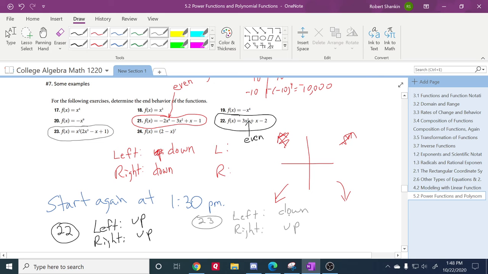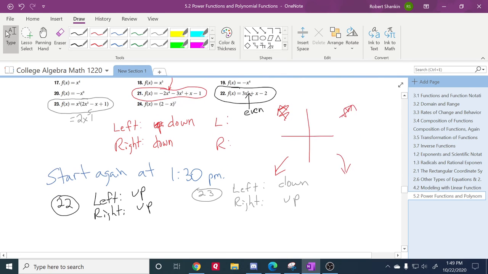And how come it's going down on the left and up on the right? Well, if you distribute the x squared to all three terms inside the parentheses, you'll end up with 2x to the 5th as your leading term, which is an odd exponent with a positive leading coefficient. Very good. So then it's down on the left and up on the right. I think we're starting to see a little bit of clarity here with a little bit of repetition.